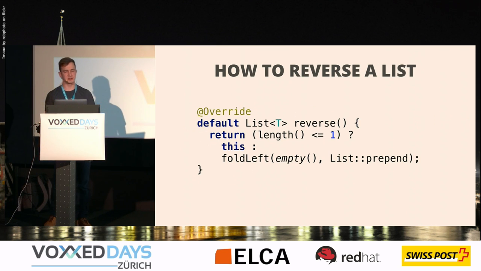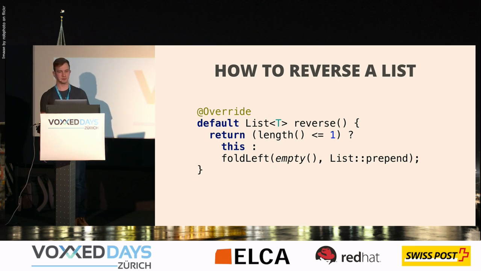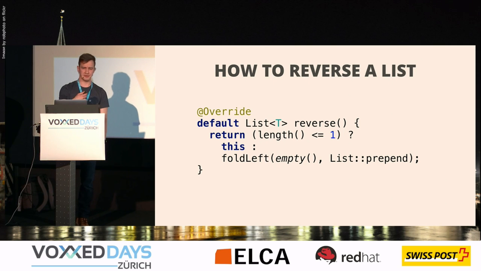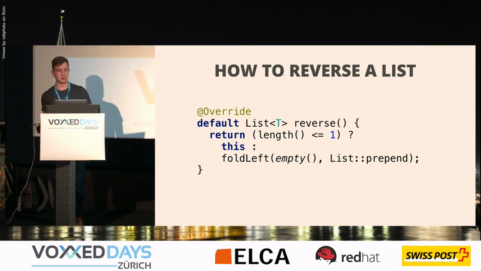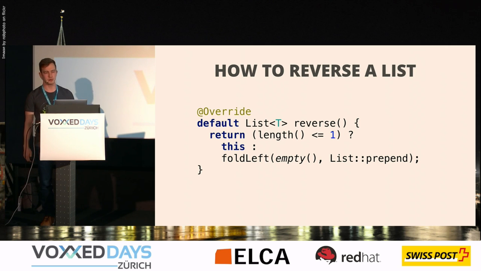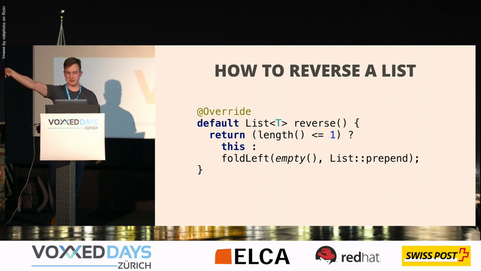You can also reverse the list by using the combination of those two operations. So you just have to go through all the list and add the elements in the reverse order. And this is a longer operation. You have to traverse the whole list.